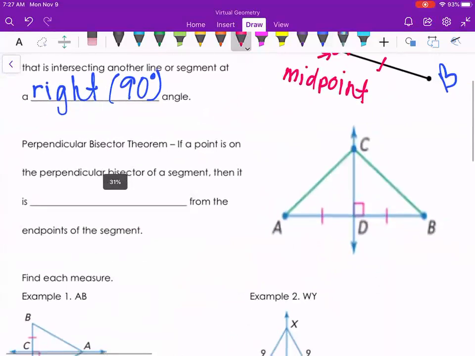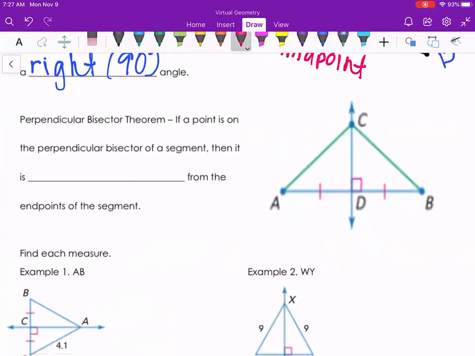So let's see what happens when we take that perpendicular bisector into a triangle. We have what's called the perpendicular bisector theorem. It says if a point is on the perpendicular bisector of a segment, then it is equidistant, which means equal in distance, from the endpoints of the segment.